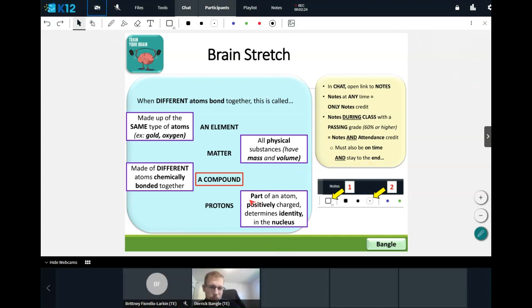Protons are the part of the atom that's positively charged, and they determine the identity in the nucleus. So something that determines if it's an atom of hydrogen or an atom of carbon, right? They will have different protons.